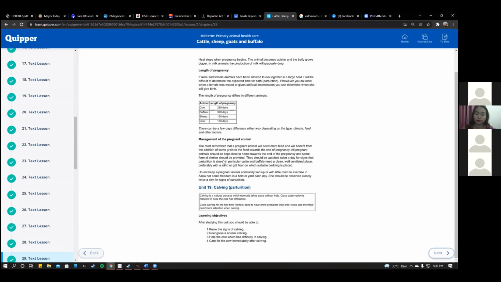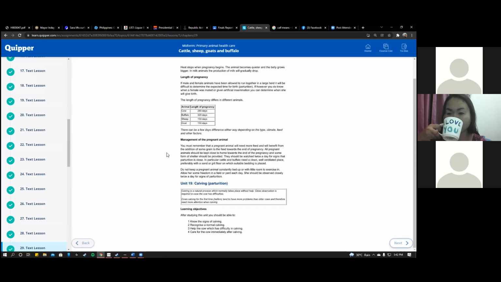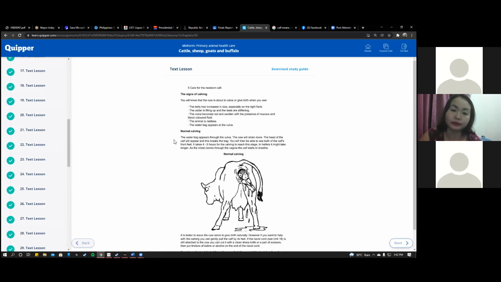So, learning objectives. After studying this unit, you should be able to know the signs of calving, recognize a normal calving, help the cow which has difficulty in calving, care for the cow immediately after calving. And last, care for the newborn calf.